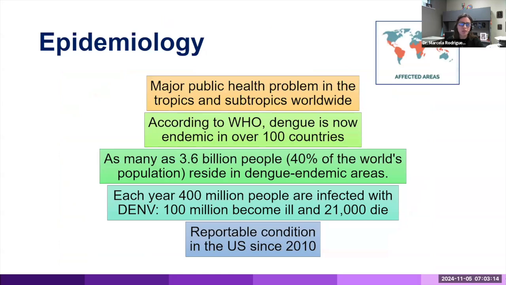So some facts about epidemiology. Dengue is a major public health problem in the tropics and subtropics worldwide. According to the WHO, dengue is now endemic in over 100 countries. And as many as 3.6 billion people reside in dengue endemic areas, which is about 40% of the world's population. Each year, 400 million people are infected with dengue, and 100 million people become ill, and 21,000 people die. And this is a reportable condition in the US since 2010.